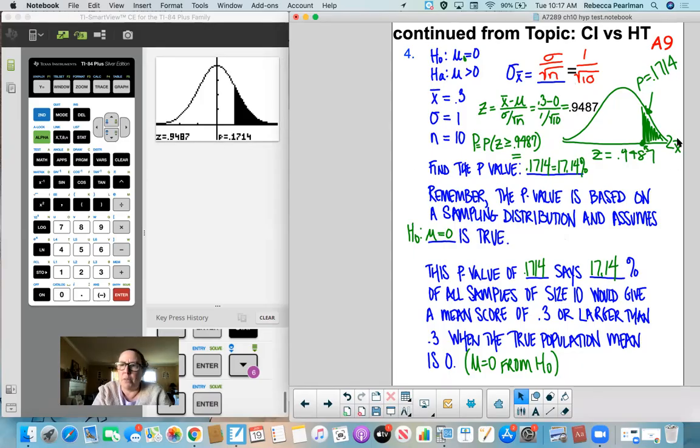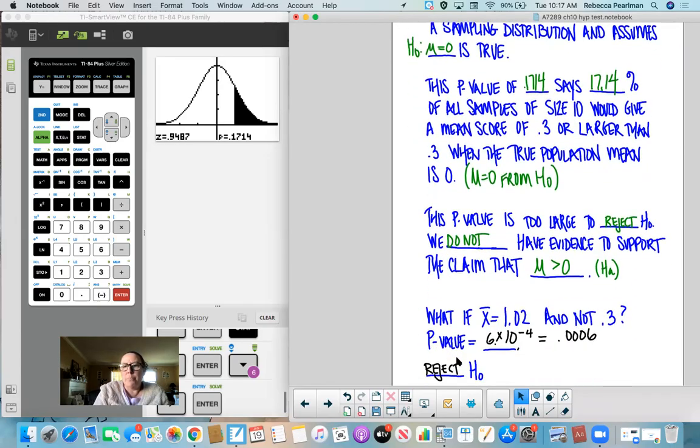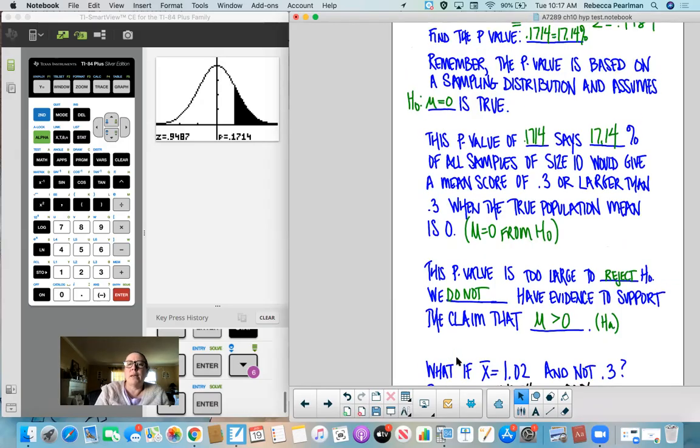I had to remember to label the horizontal axis Z sub X bar. If this was a chapter 9 investigation, we wouldn't have gone to Z, but because it's embedded into a hypothesis test, we go to Z. It's likely enough for this to happen by chance variation alone. Therefore, if we were to write a decision, we would say, fail to reject H0. We do not have sufficient evidence to support the alternative claim.